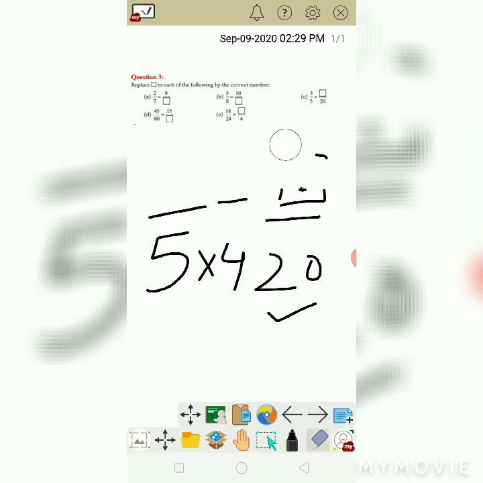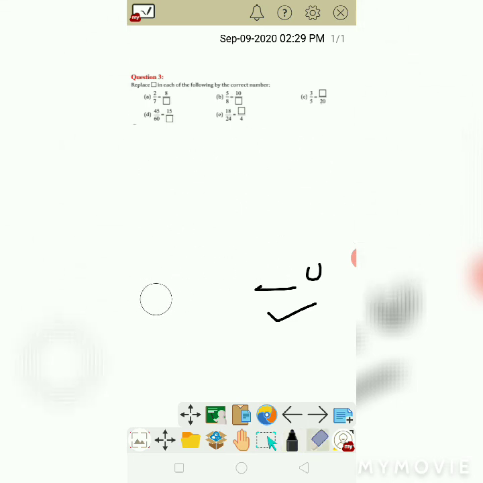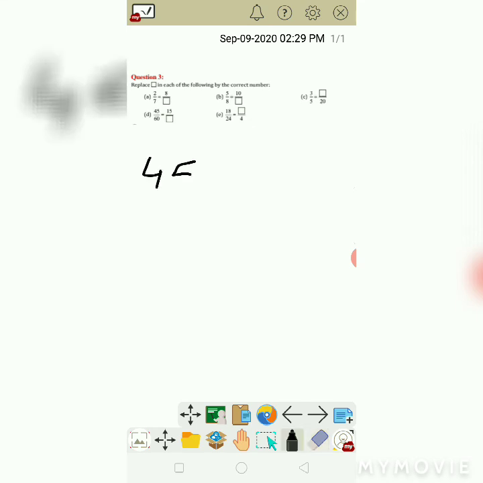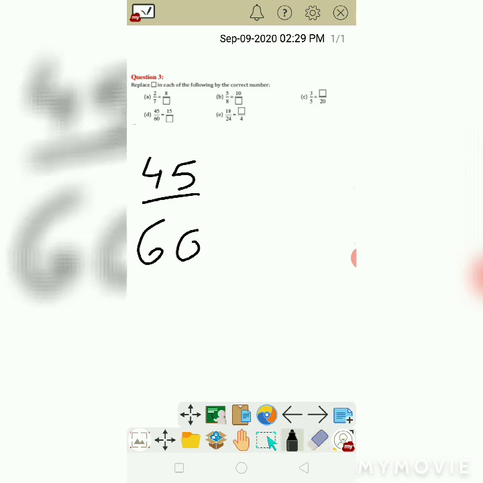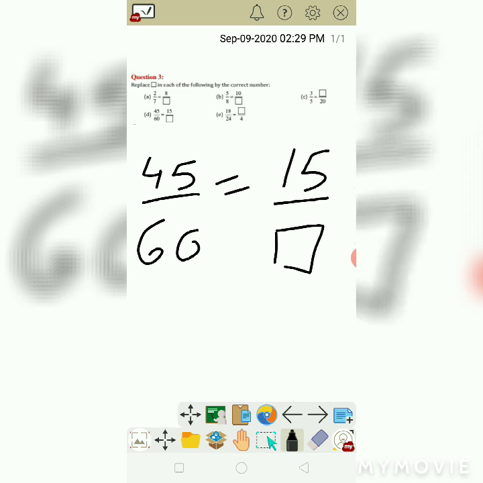Let us move on to the D part. D part is 45 upon 60 is equals to 15 upon box. Now in A, B and C part, just see that the left hand side is smaller than the right hand side. In all the three parts A, B, C, left hand side is smaller than the right hand side. But in this part, left hand side is greater than the right hand side.